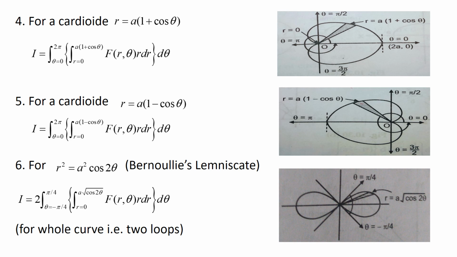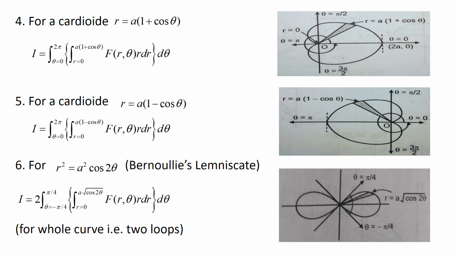See the fourth example, which is the cardioid r equal to a into 1 plus cos theta. The substitutions for xy we already know. We are interested in terms of r and theta. So x equal to r cos theta, y equal to r sin theta. The function will be converted in terms of r theta. dx dy is equal to r dr d theta. And now consider the r value.